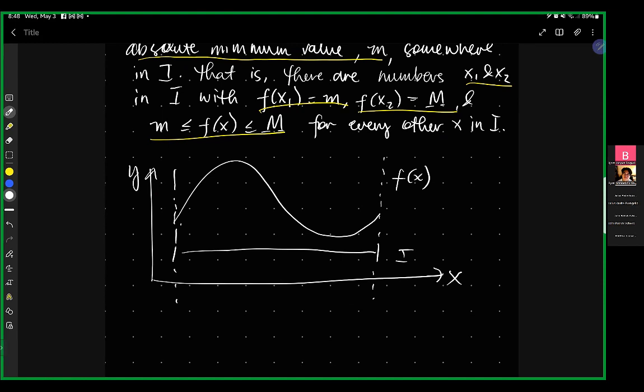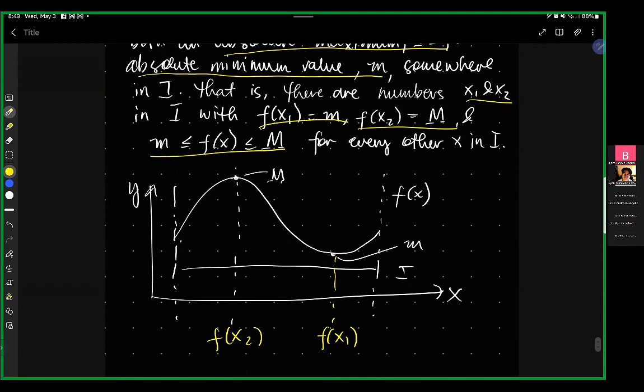And those numbers are given by x1 and x2. In this case, based sa ating diagram, our plot or graph, whatever you want to call it, this must be your maximum, capital M, absolute maximum, and this one must be your absolute minimum or your small m. And those values are given by f of x2 and f of x1. Okay? So it is assured. Ay, hindi pala dyan dapat nakatapat dito. We are assured by this theorem that there must be an absolute maximum and an absolute minimum.